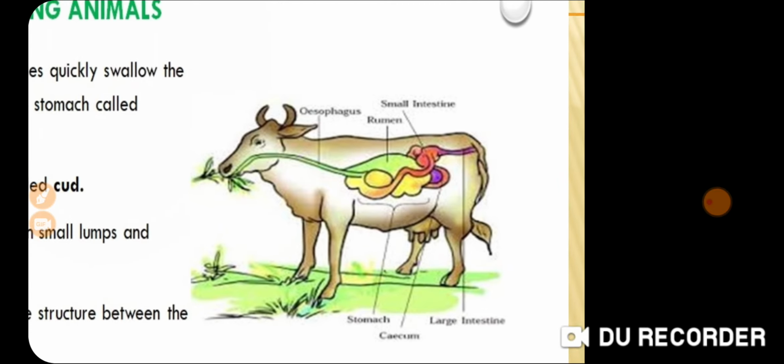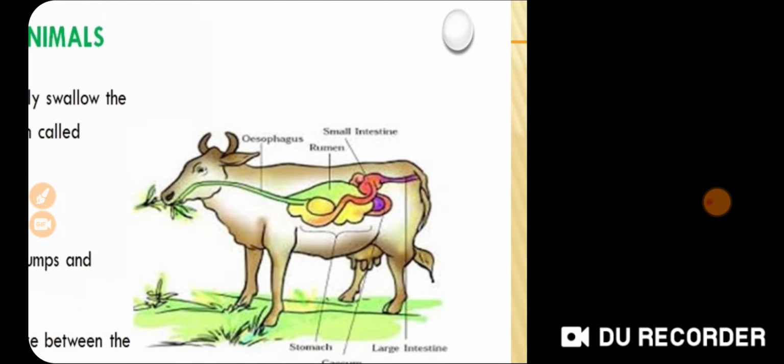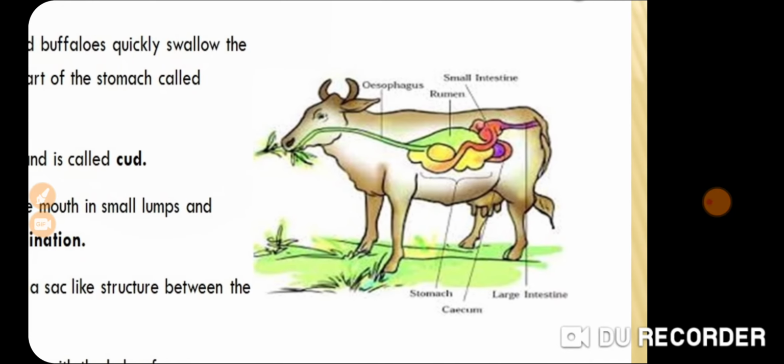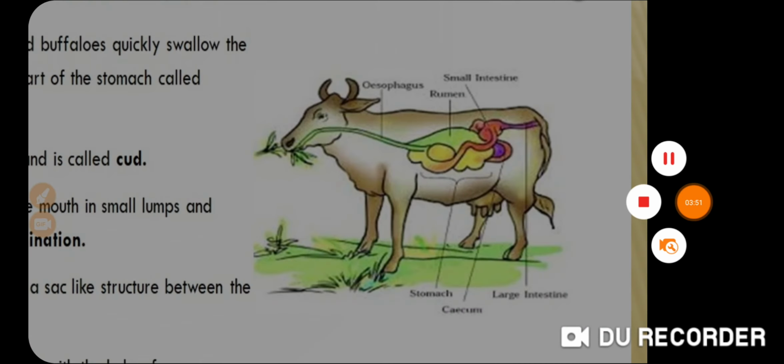Here we have a picture of the digestive system of grass eating animals. We can see the various parts of this animal, which is quite different from our, or human beings', digestive system. I am also sharing a video relevant to this topic.